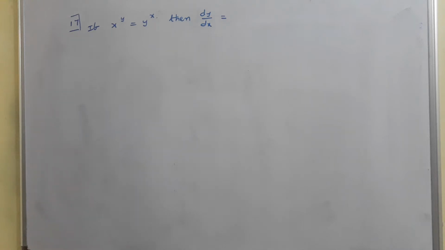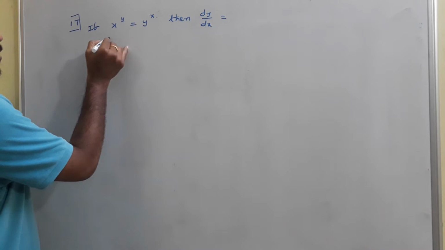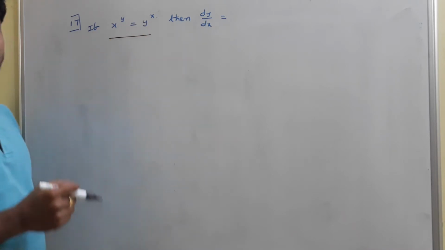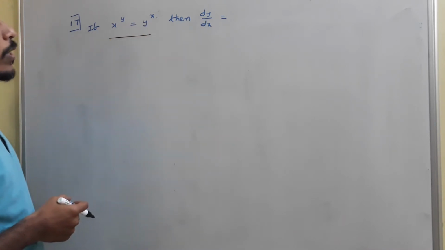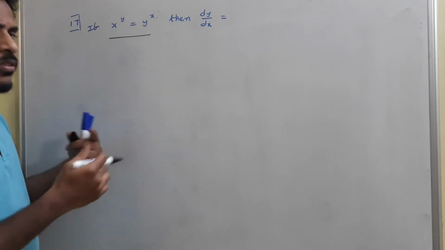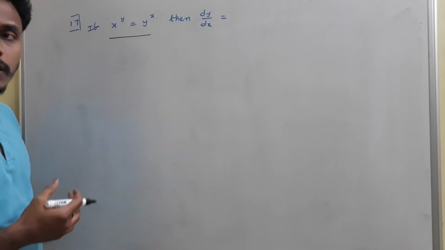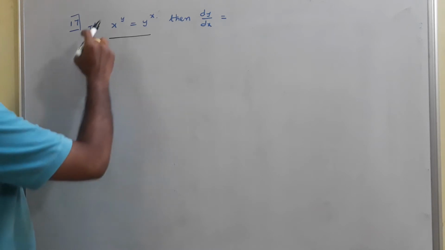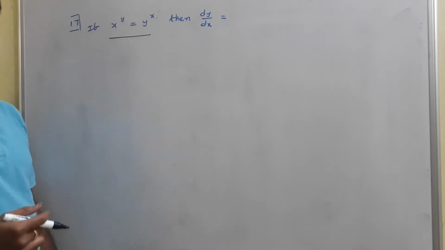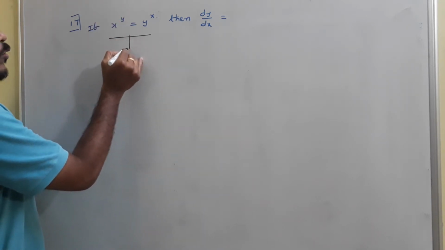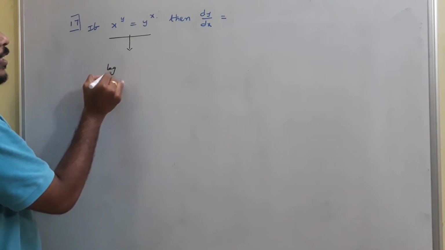x power y is equals to y power x, then find dy by dx. So observe the given relation between y and x as x power y is equals to y power x. Almost x and y are involved together, it comes under implicit differentiation. And that too x power y and y power x are given. So first of all, you just apply logarithm on both sides.